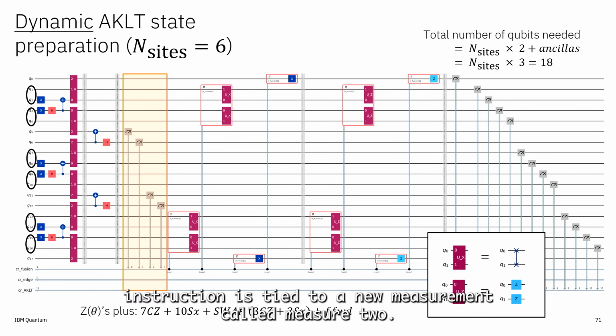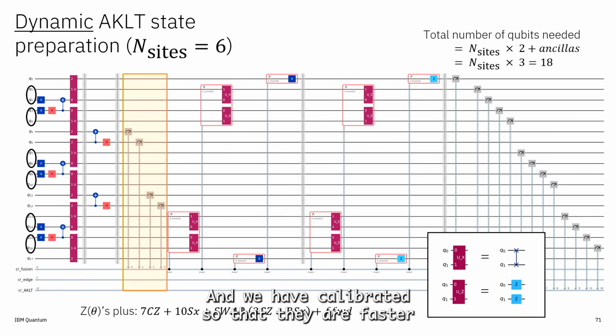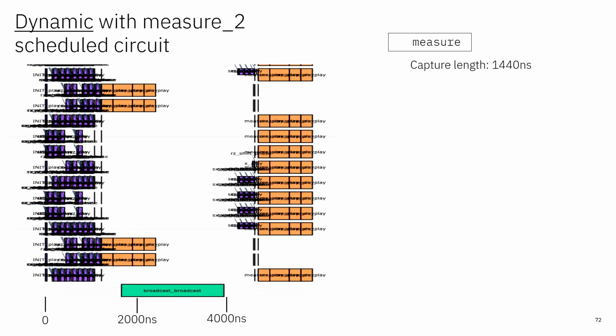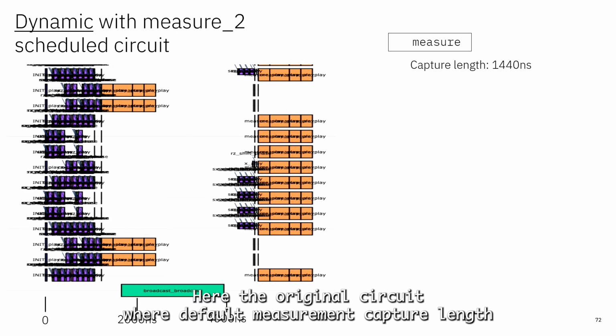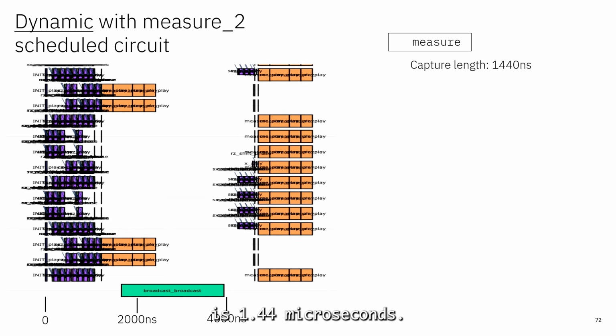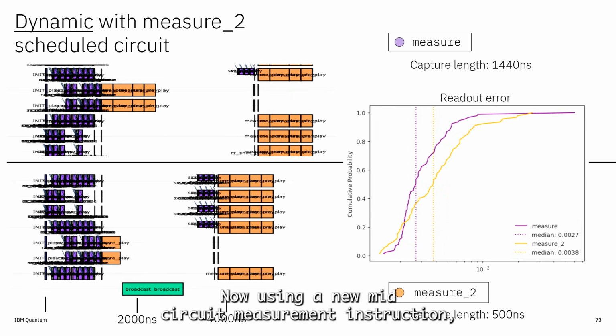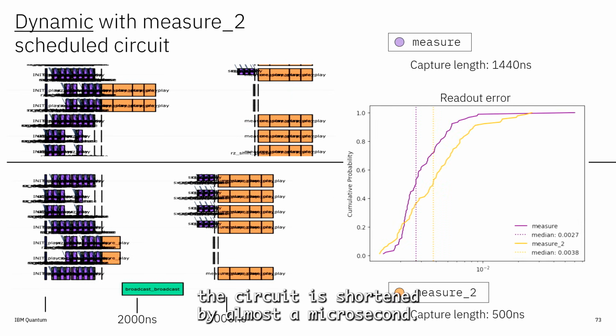Our new mid-circuit measure instruction is tied to a new measurement called measure 2. And we have calibrated so that they are faster and suitable for mid-circuit. Here, the original circuit, where default measurement capture length is 1.44 microsecond. Now, using a new mid-circuit measurement instruction, the circuit is shortened by almost a microsecond.